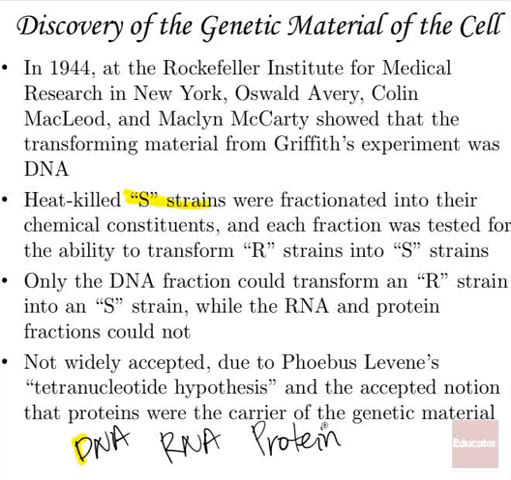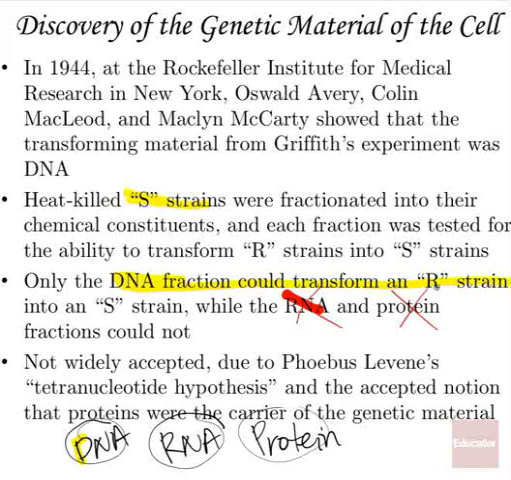Okay, so what they did was they separated into each fraction and only gave the DNA from the S strain to the R strain. Then they would do another sample where it was only the RNA from the S strain to the R, and only the protein from the S to the R separately. Well, what they found is that the only fraction that can transform an R strain to an S strain was the DNA. Okay? The RNA and the protein fraction did not.